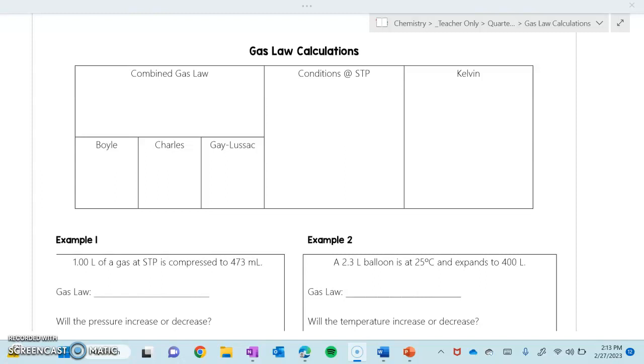So the first law that we're going to talk about is actually called the combined gas law, because this is what we see in the real world. We talked a lot last week about how Boyle's, Charles', and Gay-Lussac's law keep one of the variables constant so that we can see the relationship from one to the other. But in the real world, most of the time, all 3 variables are changing at once. And that is what the combined gas law tells us.